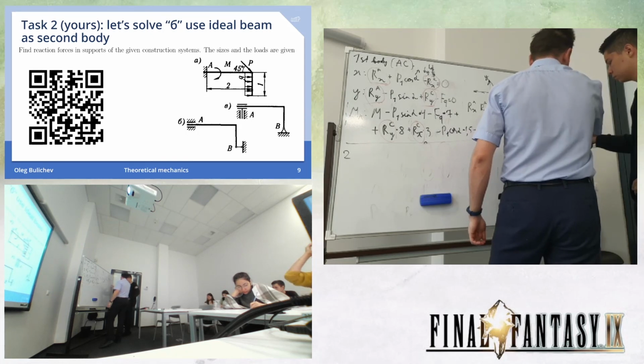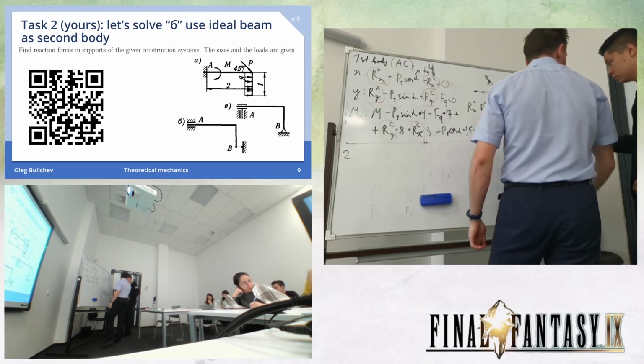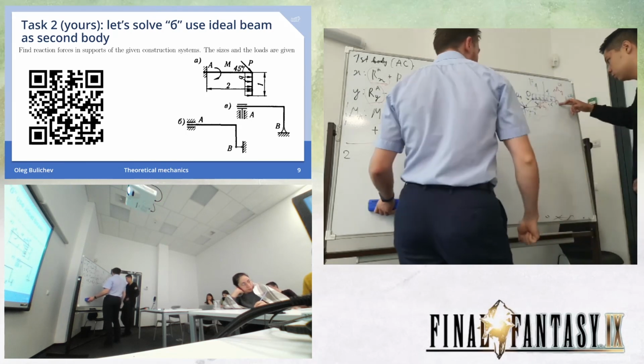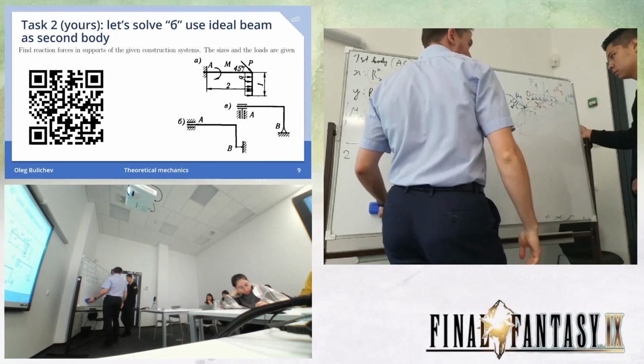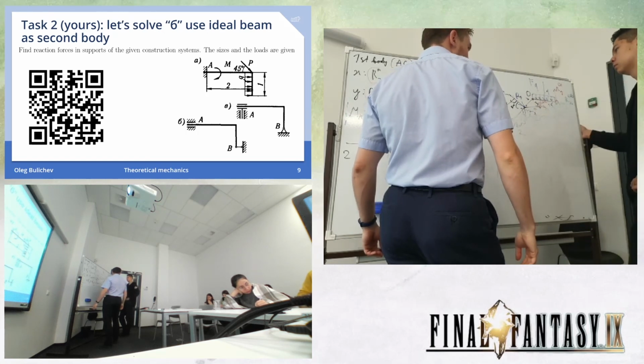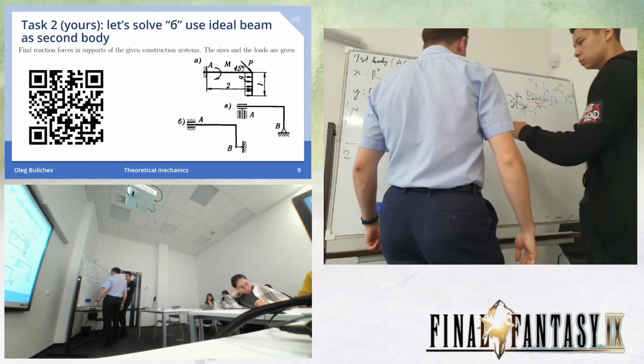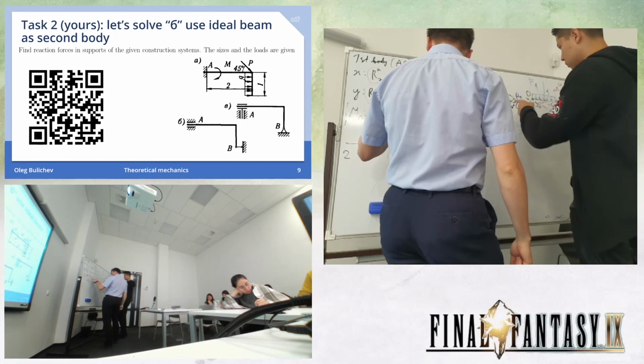So the idea is that you can just consider it, like here too, as an ideal beam. It doesn't bend.